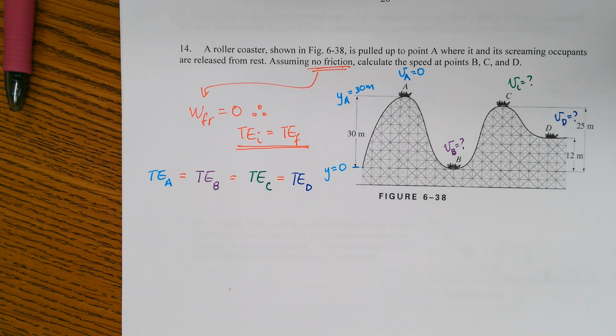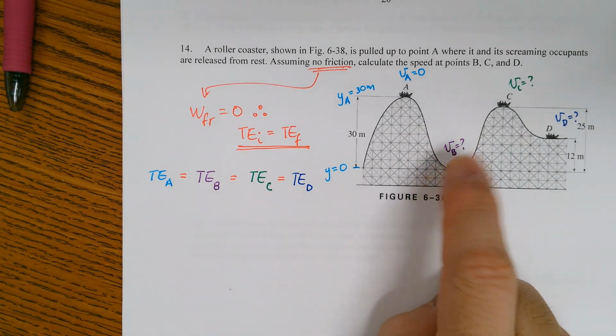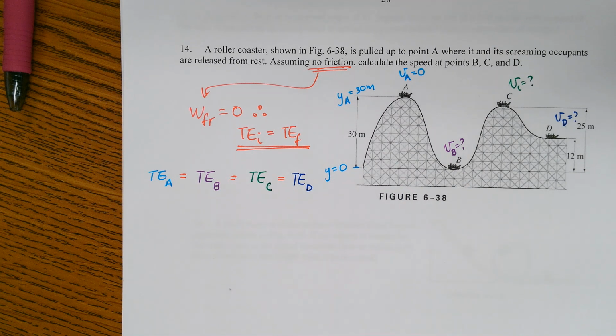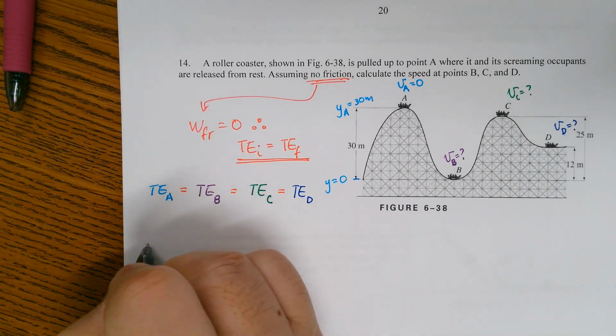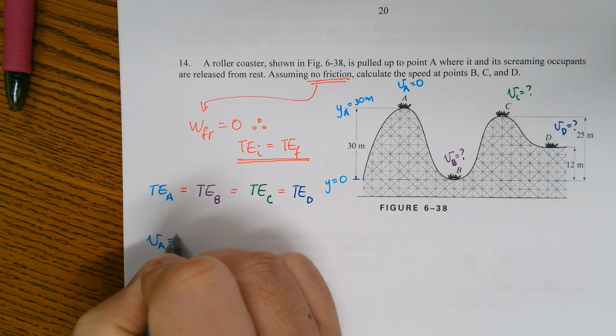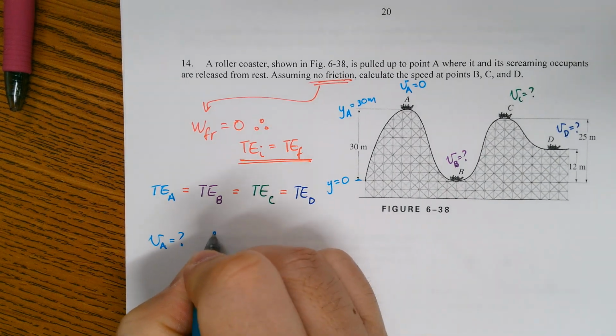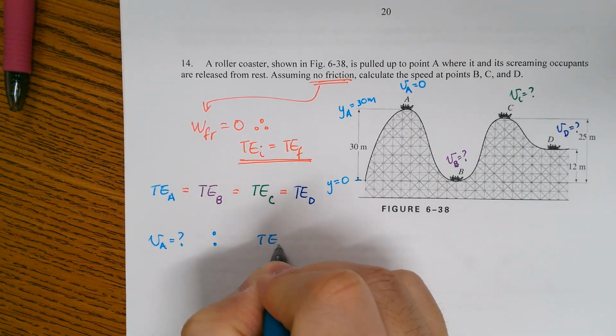So to start out, to figure out what v at B is, we can set these two equal to each other. So we can say for v A, total energy at A.